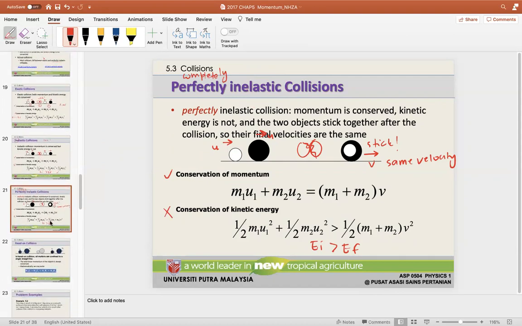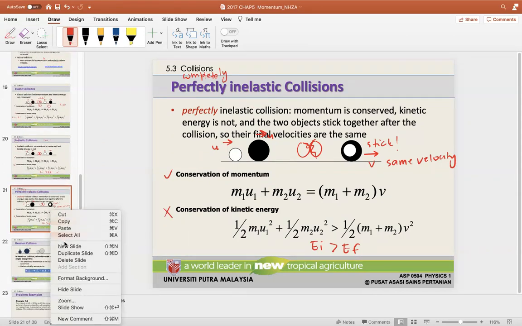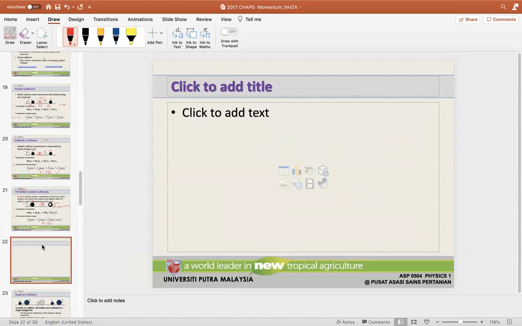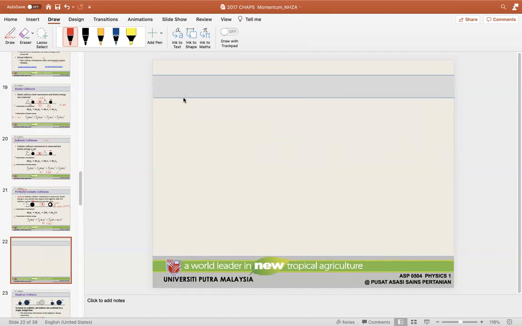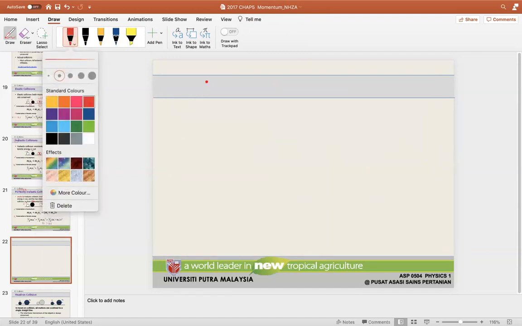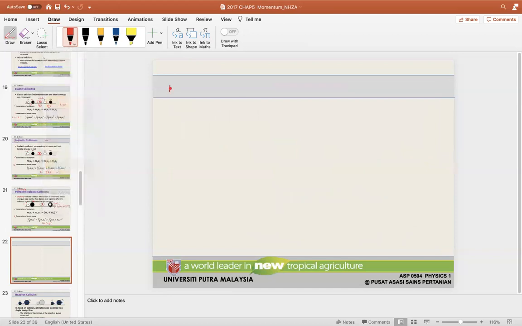Okay, so let's summarize what we have learned so far, and then we'll take a break for 7 minutes. So let's recap. We have learned that I equals F delta t. This is also equal to delta P, which is the change in momentum, which is also m delta v. The delta must stay.